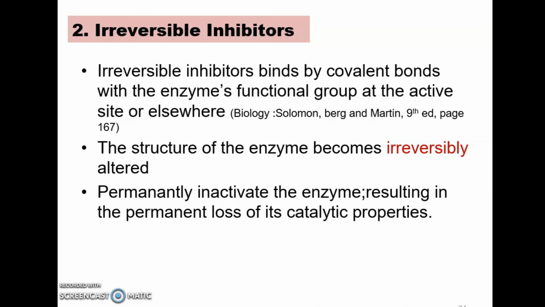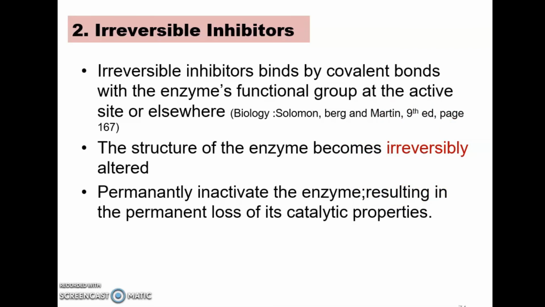Okay, but for irreversible inhibitor, tengok ni, it binds to the enzyme by forming covalent bond. So bila kata dia bind dengan covalent bond, mean it binds tightly and permanently to the enzyme. So bila dia buat macam tu, it will cause permanently inactive enzyme. So bila kata permanently inactive enzyme, maksudnya dia dah jadi irreversible. Enzim tadi dah tak boleh nak balik pada bentuk asal.